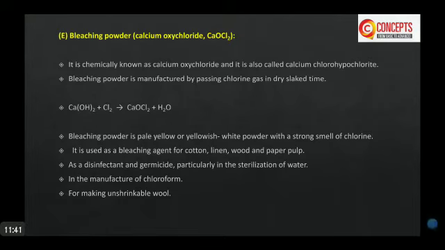Its uses: as we all know, bleaching powder is used for bleaching cotton in textile industries and wood pulp in paper industries, for disinfecting drinking water, as an oxidizing agent, in the manufacturing of chloroform, and for making unshrinkable wool. So there are many uses of bleaching powder. The main use is for bleaching of clothes and to disinfect the water.